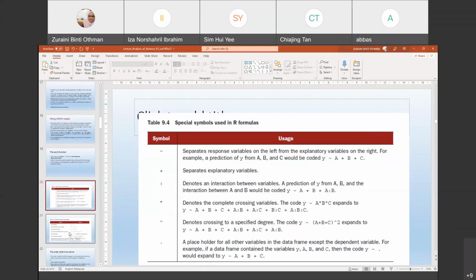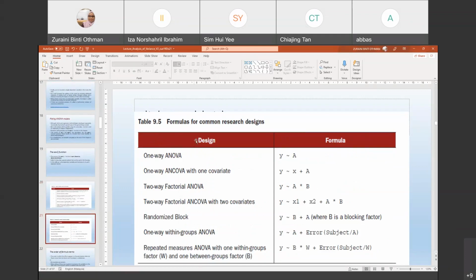Okay, then this is the formula for common research designs. This is when we use Y depends on A. We want to predict Y. We look at factor A. This is one-way Anova. And this is what we call one-way Anova with one covariate. This X is one covariate. Look back at the previous slide. What is the Anova and covariate?